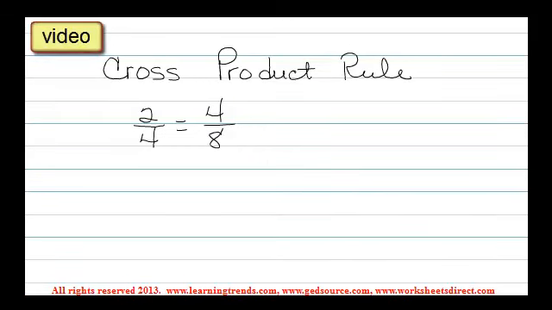Okay, let's take a little more of a look at the cross product rule. You'll see that I've got 2 equal fractions: 2/4 equals 4/8, and there's a method of finding whether or not they are in fact equal fractions, and that is using the cross product rule.